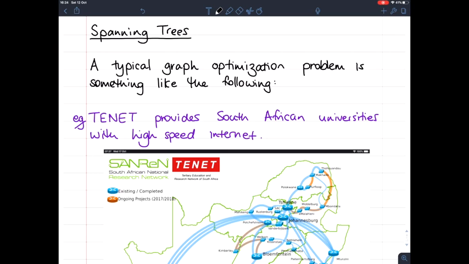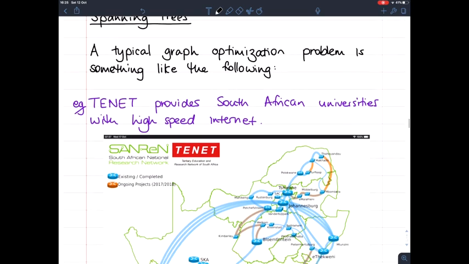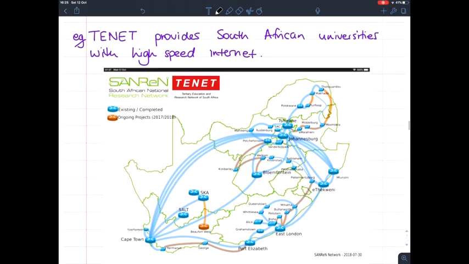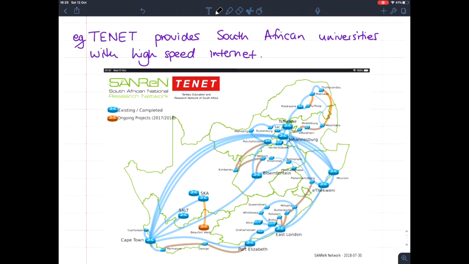Now we're going to have a look at some of the applications of graphs, and in particular the applications of trees. So here's an example that's actually a real life example. The Tertiary Education and Research Network of South Africa is responsible for providing all South African universities with high-speed internet. So here we've got a map of South Africa, and it's got all the universities. It's also got things like the Square Kilometre Array and the SALT telescope at Sutherland. So these are all the places that would like to be provided with high-speed internet.